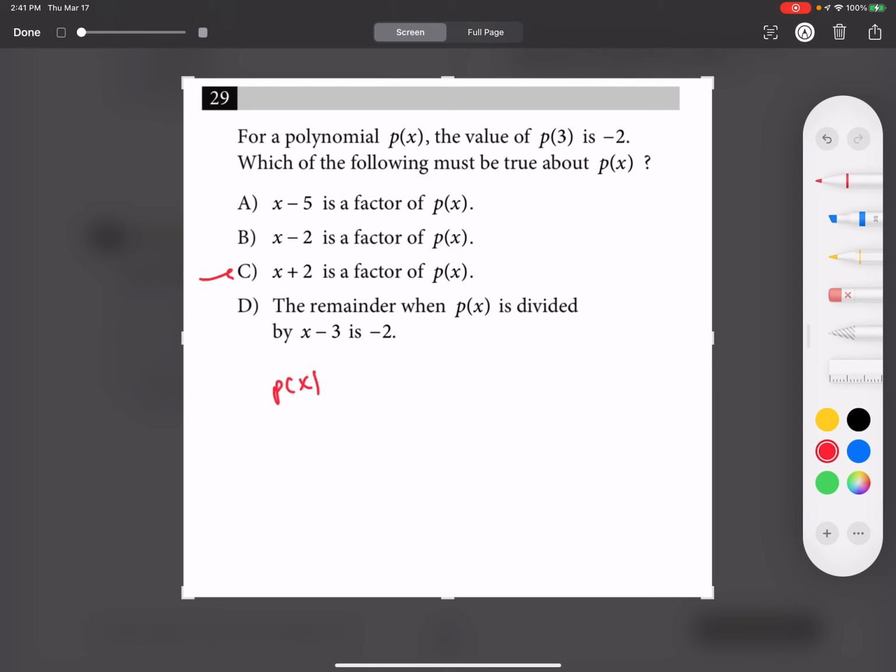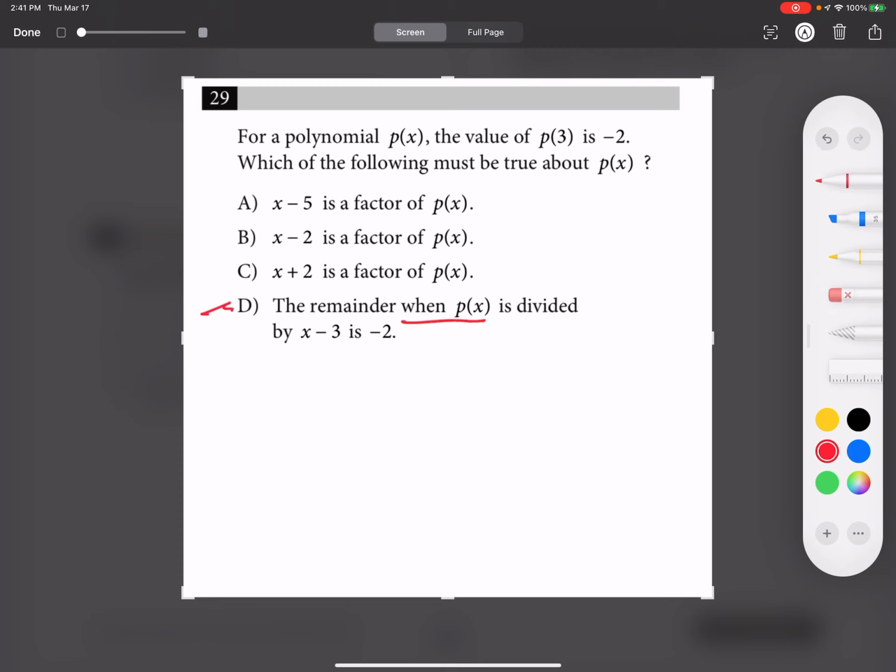P of x needs to be divisible by x plus 2, a quotient with the remainder 0. So again, 3 here gives 5, and p of 3 is minus 2. Okay, this is not even divisible. So, not always true.